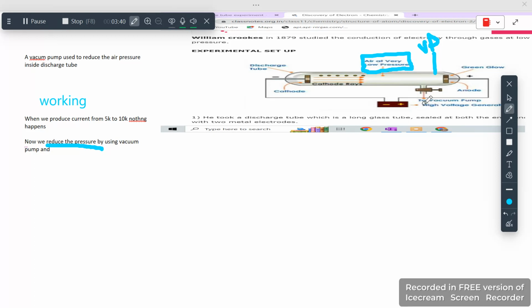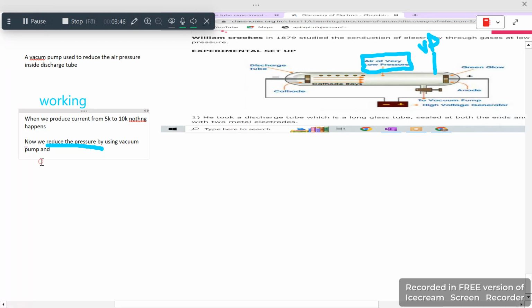Now what will happen as a result? There would be a glow. Now what glow are we talking about, let me write it. Now we will be having a glow, but it will be a continuous glow.